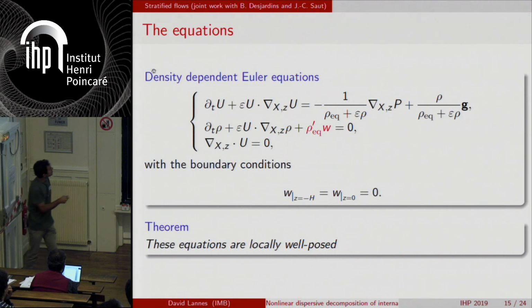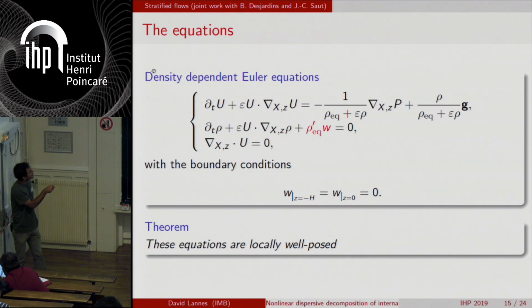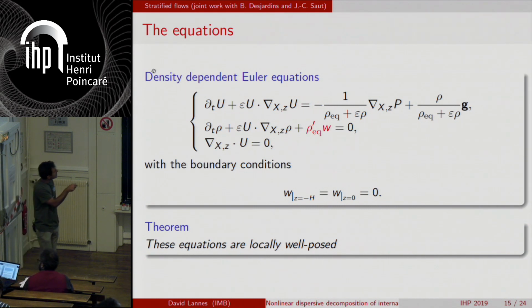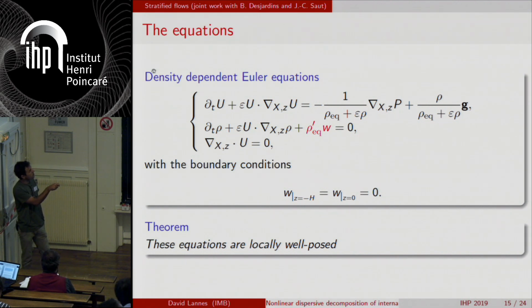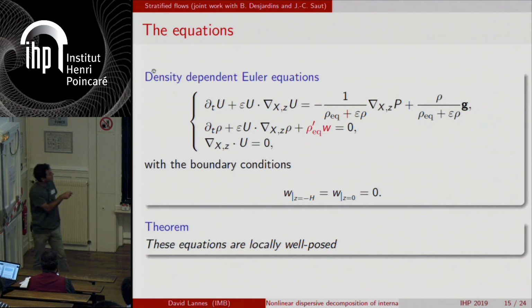So you plug this into the equations, and you obtain equations that of course have a structure which is a bit similar to the original one. So you have the equation for u, which is dt u plus epsilon u grad u. You have the pressure term, so it's minus 1 over the total density, which is the equilibrium density plus epsilon rho. And you have the other one due to the gravity. So the new thing is maybe here for the density equation, which is dt rho plus epsilon u grad rho plus rho prime w equal to 0. Rho prime is the vertical derivative of the equilibrium density.